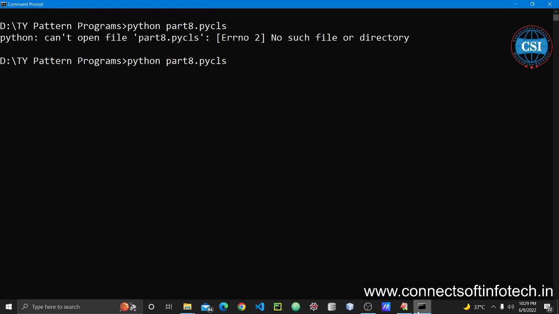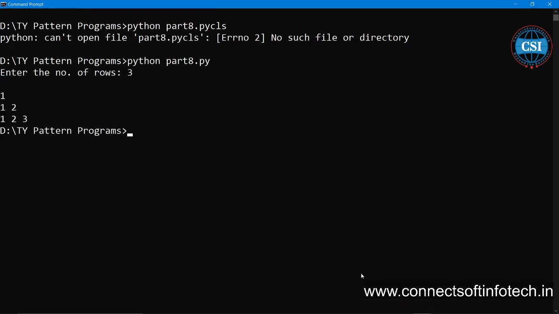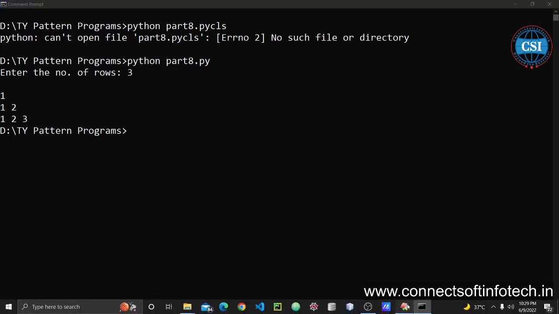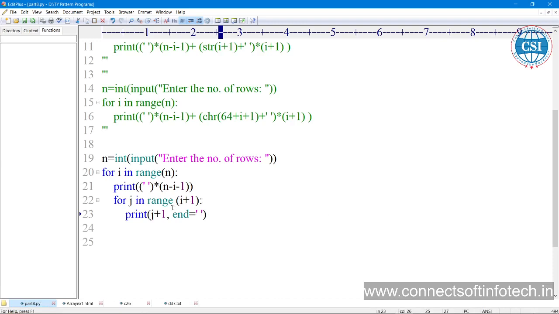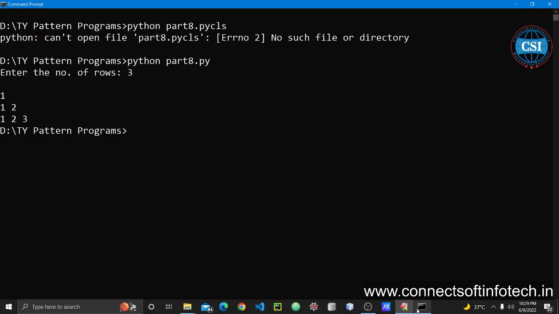Enter the number of rows, 3. So we are getting 1 1 2 1 2 3. Why are we getting this in a right angle triangle? Because of this one. Let us use print here for a new line. This is for the new line, and now you can execute. Yes, that is perfect.